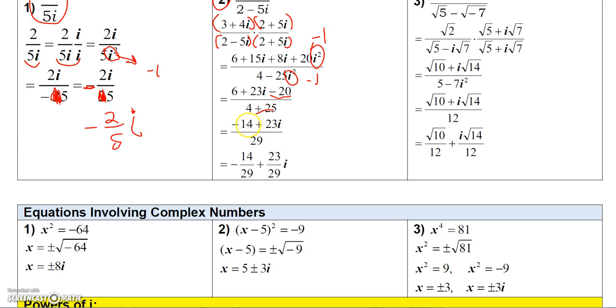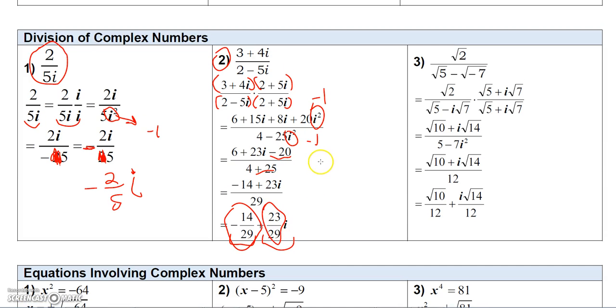Now, some instructors like you to break this up into the two portions, where you have the real portion, which would be the negative 14 over 29, and then the imaginary portion, which would be the plus 23 over 29 times i. And then that way it's in the form of a plus bi. In this case, a would be the negative 14 over 29, and the b would be the 23 over 29. And so that's your final answer there.